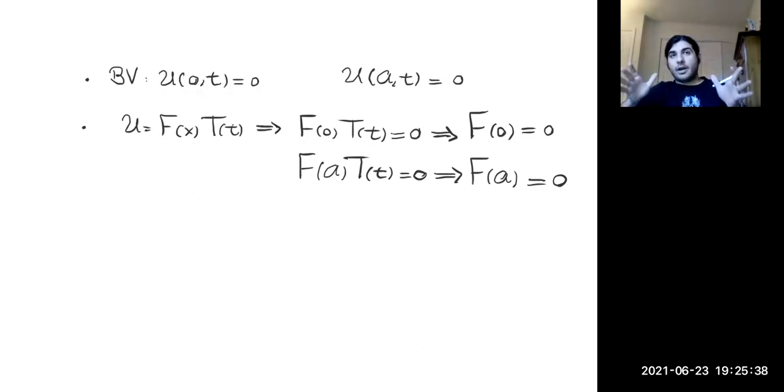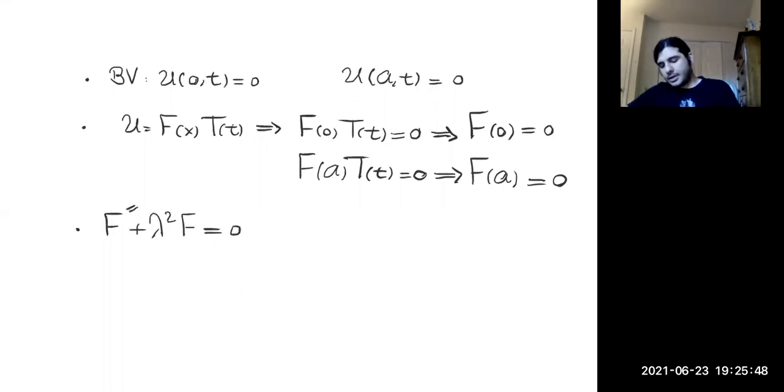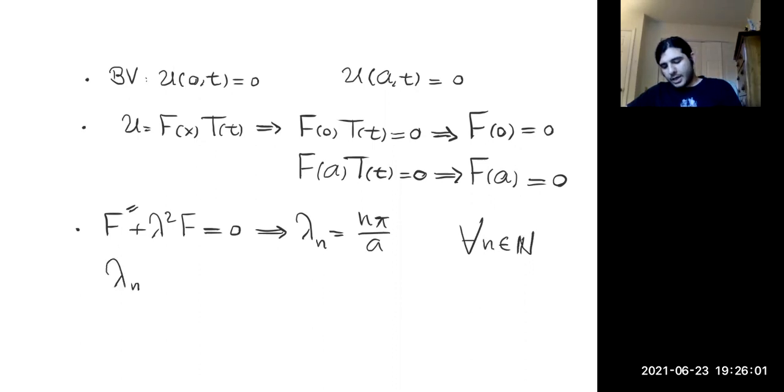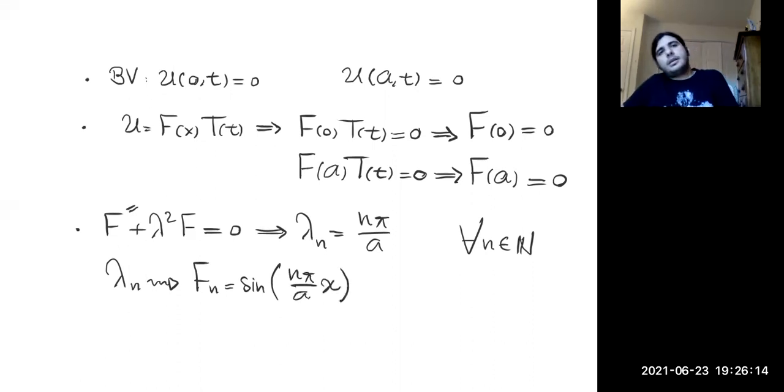We solved this equation with this boundary value condition. If you remember, we solved this equation with exactly the same boundary value condition. We learned lambda can be infinitely many different things. The eigenvalue can be n pi over a for any natural number n. And corresponding to lambda n, we had a solution fn, which was sine of lambda n x, which is n pi over a x. So that's one part. What about the other part?